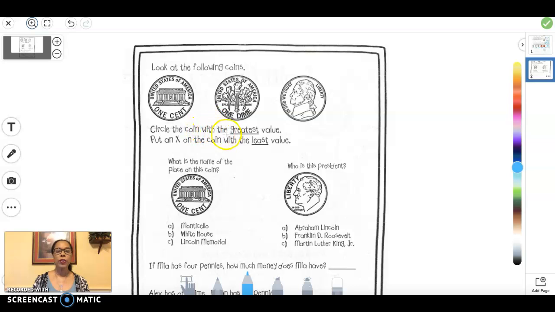Circle the coin with the greatest value. So if you think that this coin has the greatest value, you're going to circle it. Put an X on the coin with the least value. So if you think this coin has the least amount of value, you'll put an X there. So there's directions to do 2 different things here.